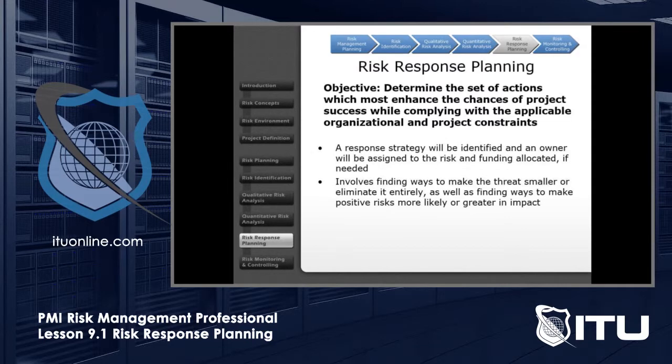All right, so risk response planning is going to determine which set of actions most enhance the chances of project success while complying with our applicable organizational and project constraints. There are going to be some risks it would be too expensive to do something about, or potentially we just can't. So again, this will determine the most appropriate set of actions or responses. So we'll identify the response strategy, and this is also the process where we will identify an owner, a risk owner. That's an important phrase, and from a practical perspective, it's key to remember as well.